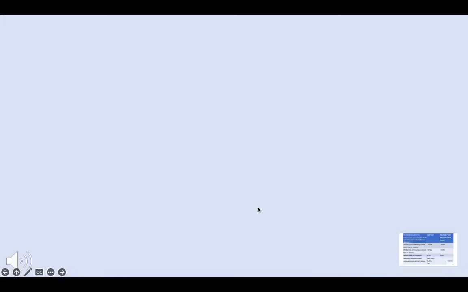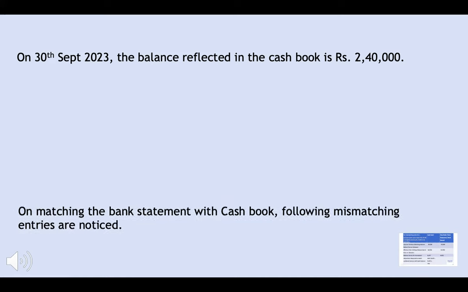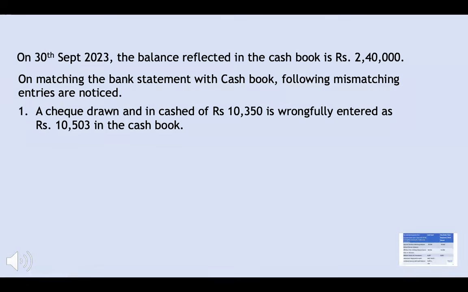Let's understand this with the help of a very simple example. On 30th September 2023, the accountant notices the balance in the cash book as rupees 2,40,000. On matching this with the bank statement, he finds the following mismatching entries. A check issued for rupees 10,350 had been wrongfully entered in the cash book as rupees 10,503.